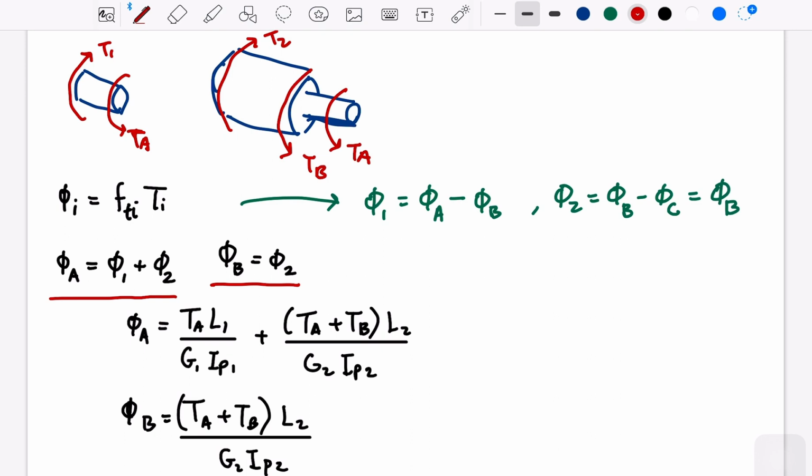Okay, there's another example, but I think I will just skip that to next week. And then next week we'll focus on the indeterminate torsion bar. So I think I will just stop here.